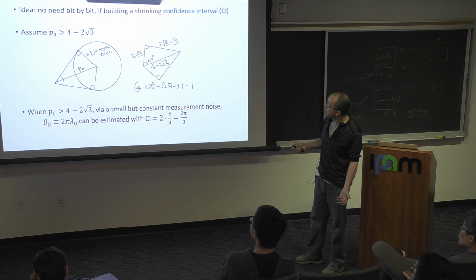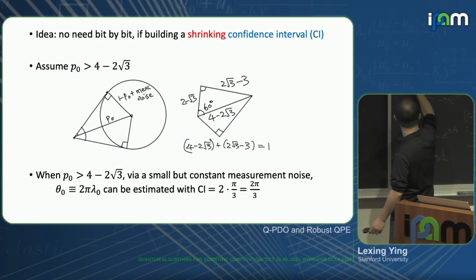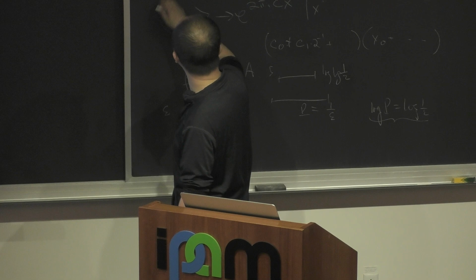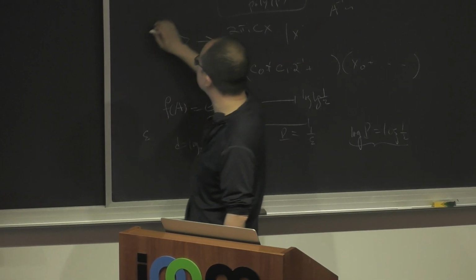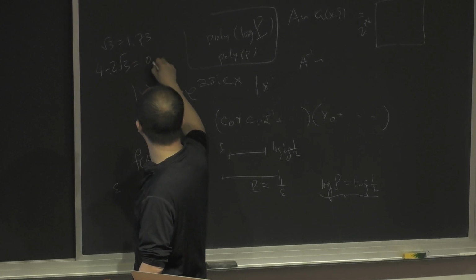What we show is that the modulus of the initial overlap only needs to be bigger than 4 minus 2 square root of 3. And what is 4 minus 2 square root of 3? Well, square root of 3 is roughly 1.73, so 2 square root of 3 is 3.46. So 4 minus 2 square root of 3 is roughly equal to 0.54.